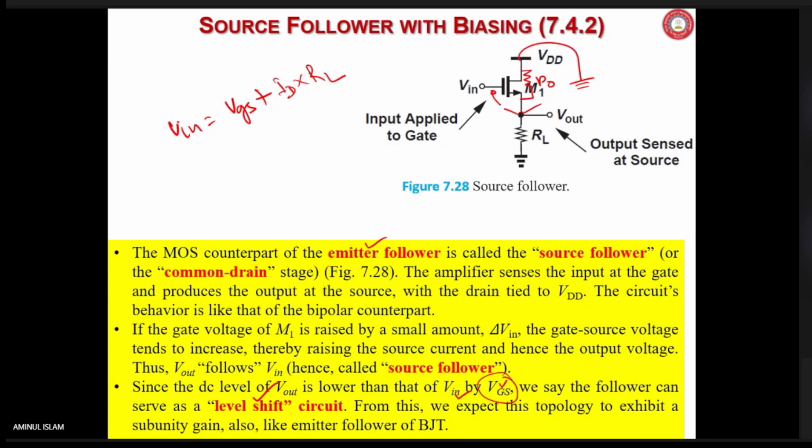Sir, input impedance. What is the input impedance of this circuit? Sir, VG by IG. VG by IG, but IG is 0. Then what is the input impedance? Yes, sir, infinity. It's infinite.